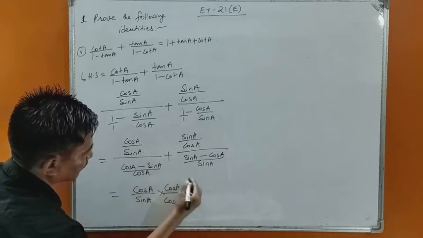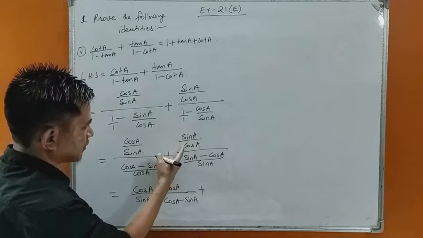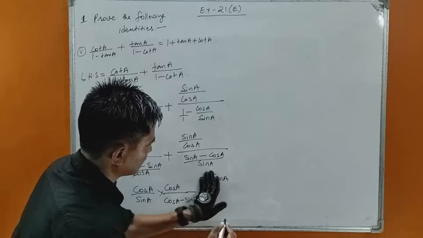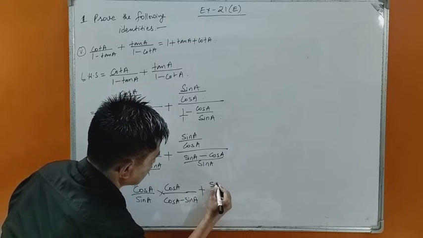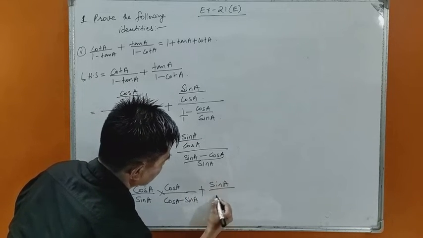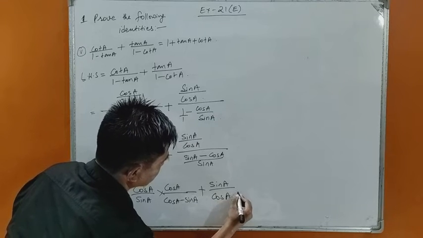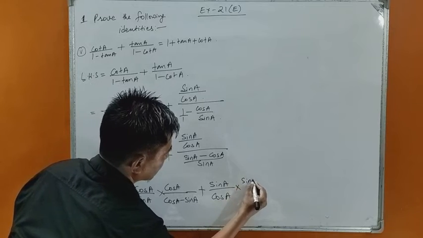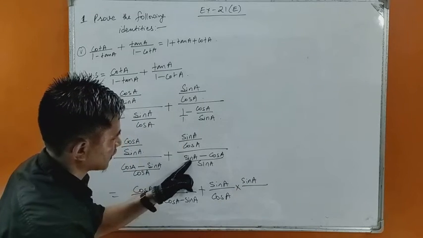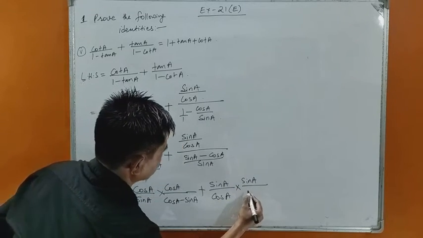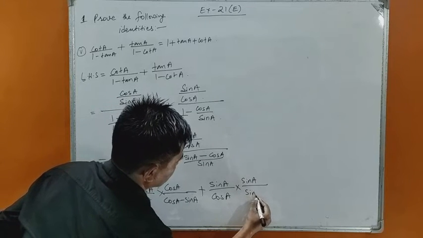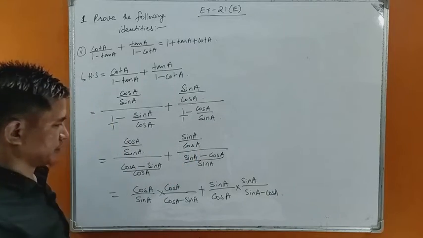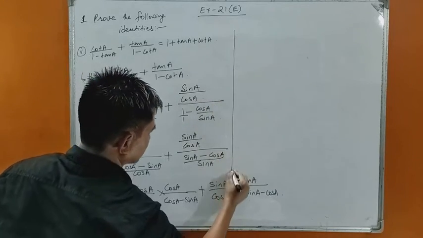So here we have plus sin A by cos A. We do a similar thing here also. This sin A goes to the numerator, and this sin A minus cos A comes down to the denominator, sin A minus cos A. Okay, I hope you are getting me. Now let me continue this sum here.